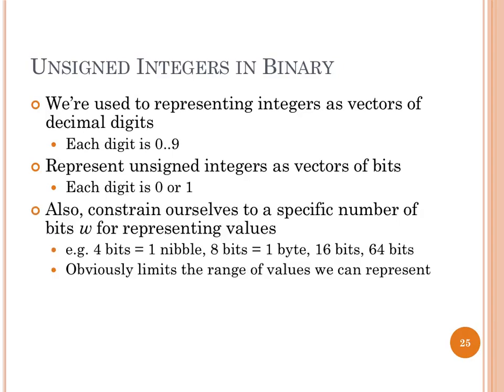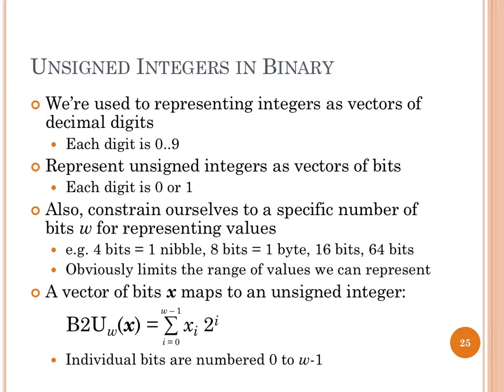For the sake of simplicity, we'll also constrain ourselves to a certain number of bits total, be it 4, or in our case 64 for x86-64. We'll say we have this many bits to represent values. That'll be our default size, and that will allow us to do computations efficiently with values of that size. Okay?